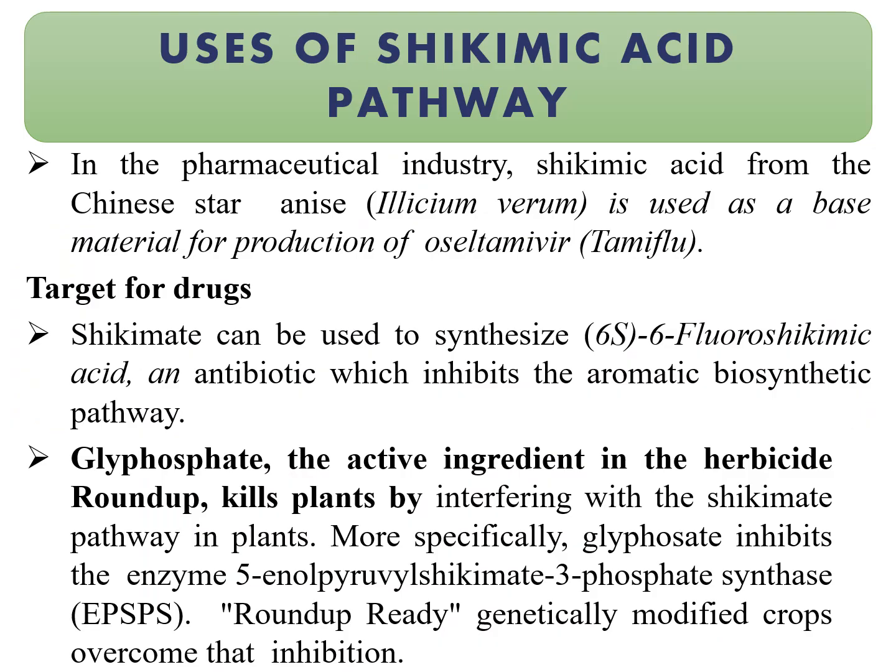Now, here are the uses of the shikimic acid pathway. In the pharmaceutical industry, mainly this flower, the Japanese star anise, is used for the production of Tamiflu. We all know Tamiflu is one of the medicines used during COVID time. Oseltamivir is the name of the compound, known in the market as Tamiflu.